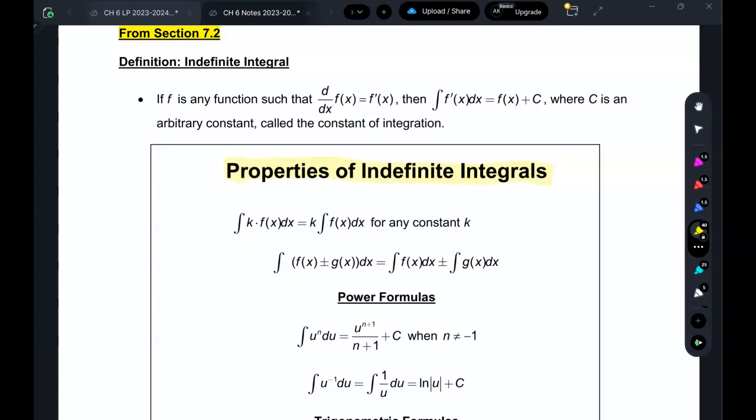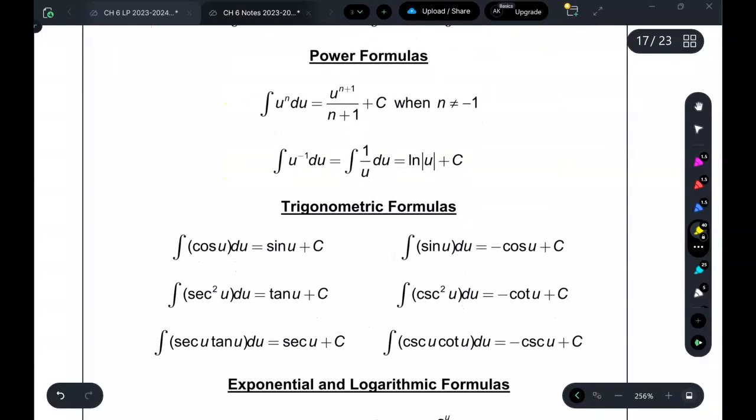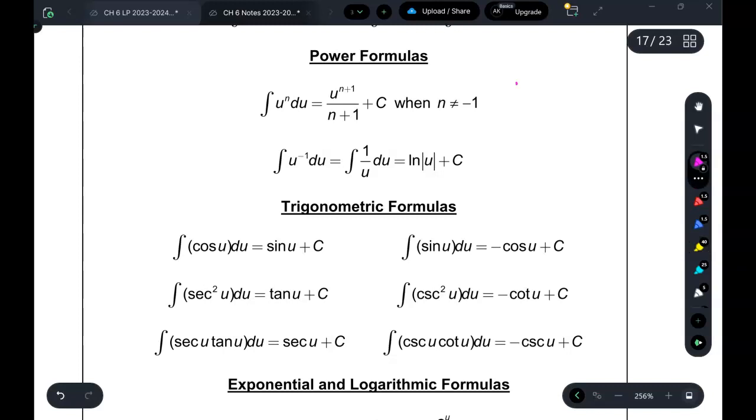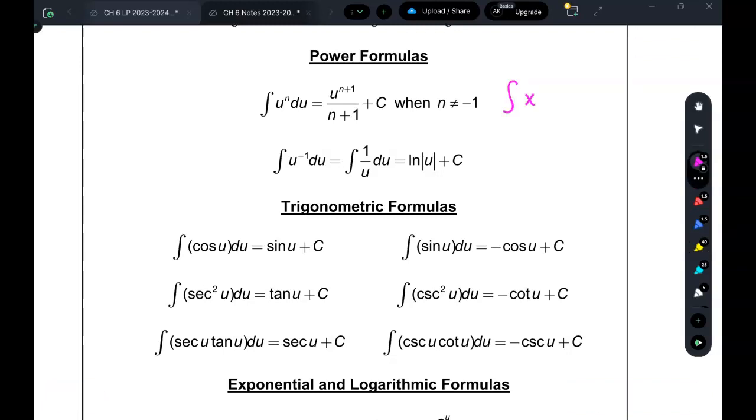Okay, so, I guess we already did these two. Let's look at the power formula. So working backwards from the derivative. If we have something to the nth power, we're going to add 1 to that power and divide by that new power. So an example, let's say it's x to the 7th power. X to the 8th power divided by 8. And then we'll put this plus c at the end.